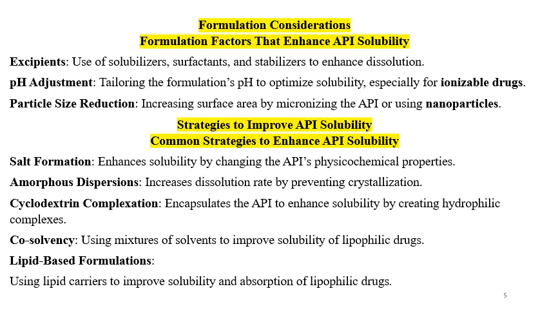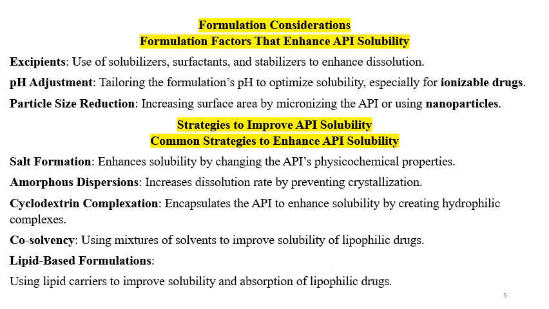pH adjustment involves tailoring of the formulation's pH to optimize solubility, especially for ionizable drugs. Particle size reduction or micronization can be used to improve the solubility by increasing the surface area through micronization of the API, and also we can go for nanoparticles by nanonizing techniques.